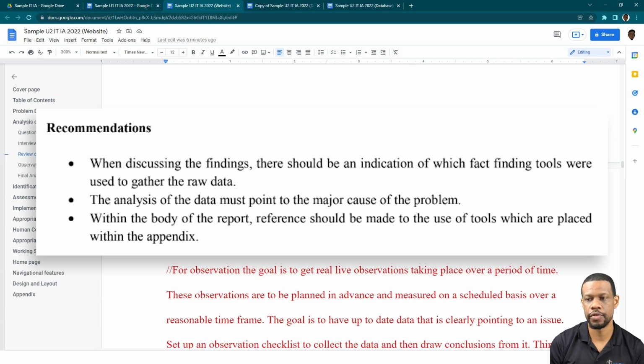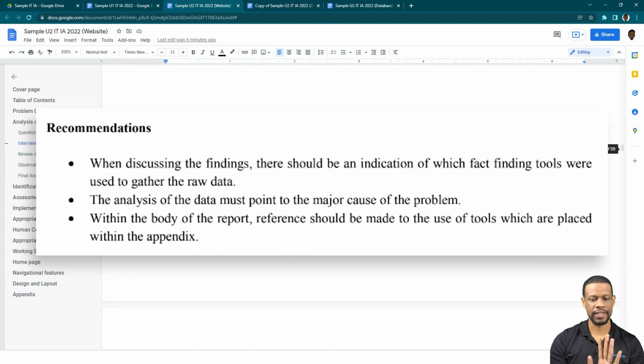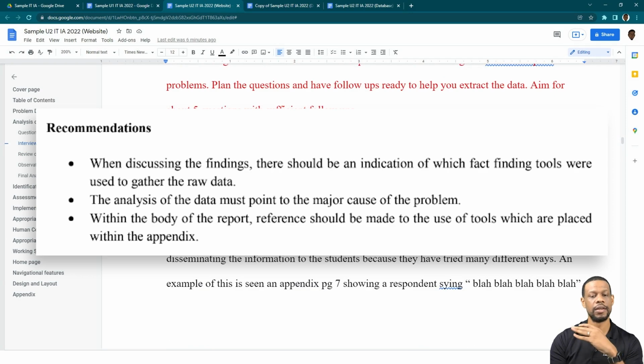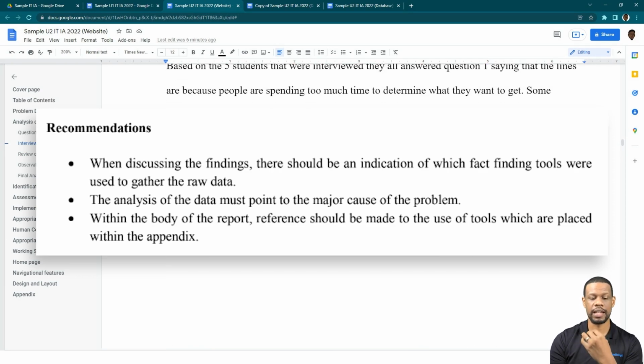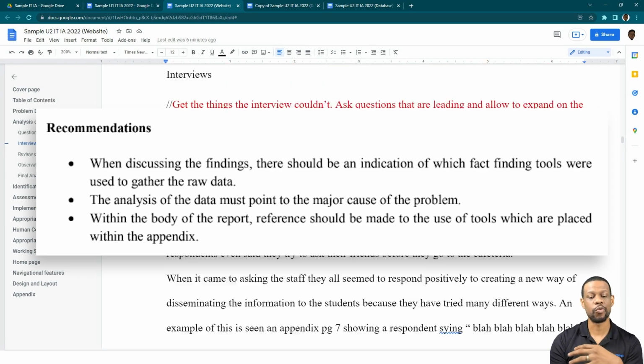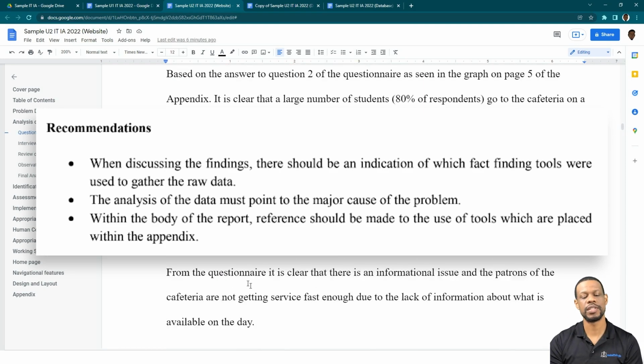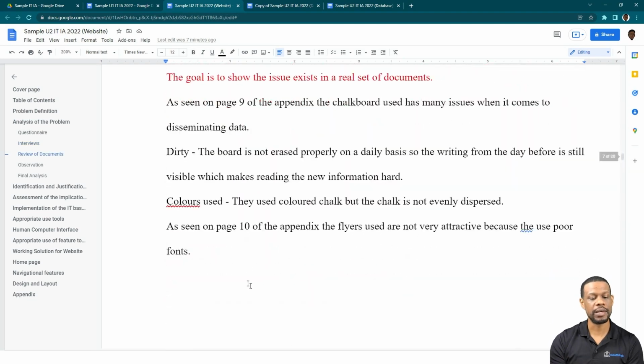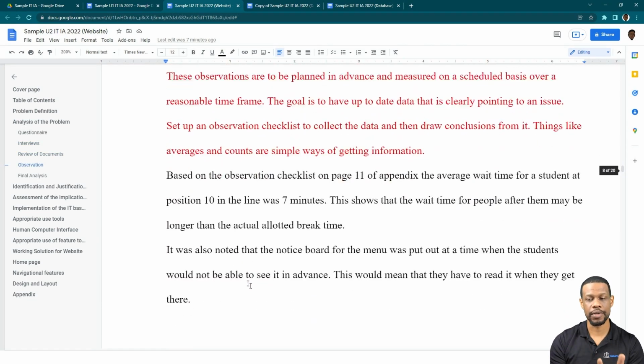So the image that you see on the screen right now is telling you, when discussing the findings, there should be an indication of which fact-finding tools were used to gather the raw data. So we did that in Unit 1. After each one of the fact-finding techniques, we wrote a nice paragraph explaining all of the things that we found out, which graph said what, which interview said this, which interview said that, the documents that we reviewed, all that kind of stuff. We came up with some really cool things there, and that was good.